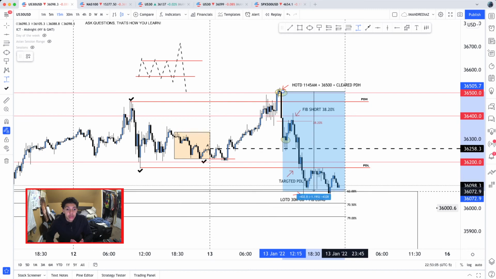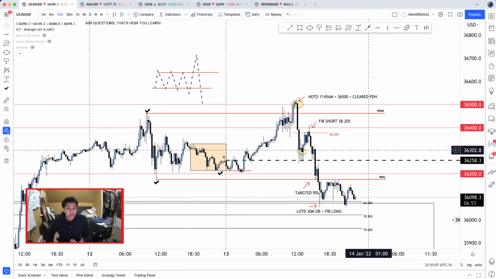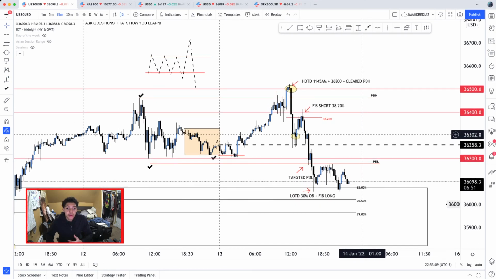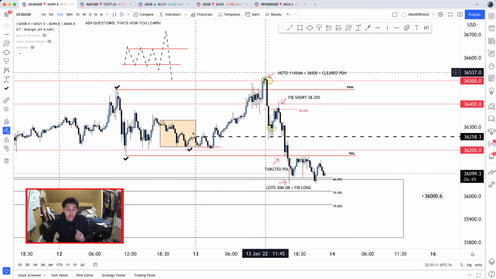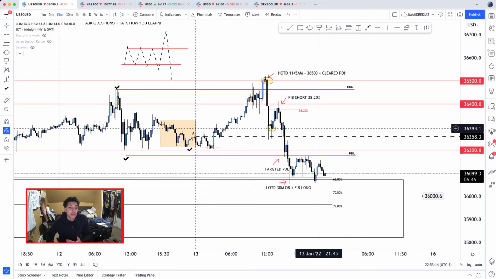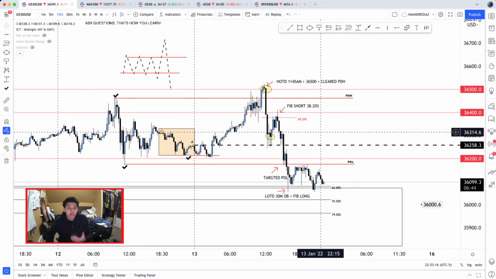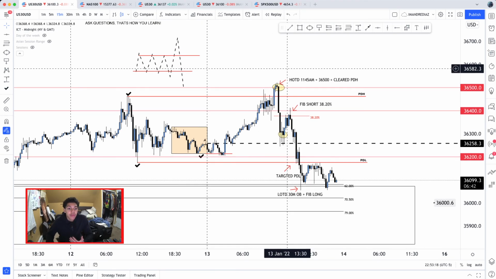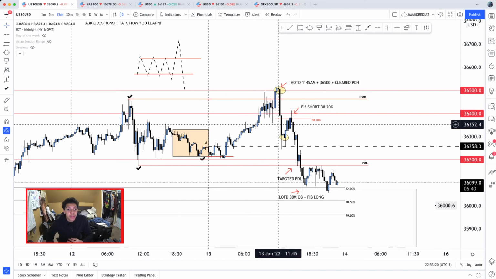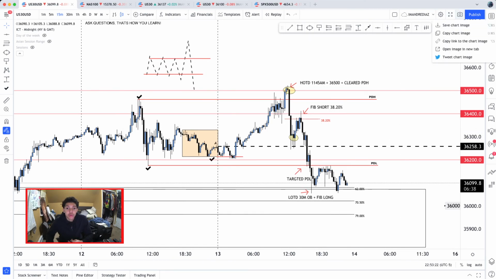This is about a 440 pip drop, which on the smallest lot size, you can make $440. And this is just one day. So keep that in mind. You don't need to have a big account to make money. You just got to understand the concepts, know what you're looking for, and have that process. So overall, this is really it. Nothing complicated. I'm going to screenshot this, send it in the chat, and that's really it.